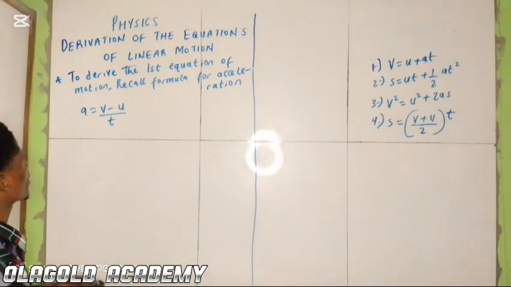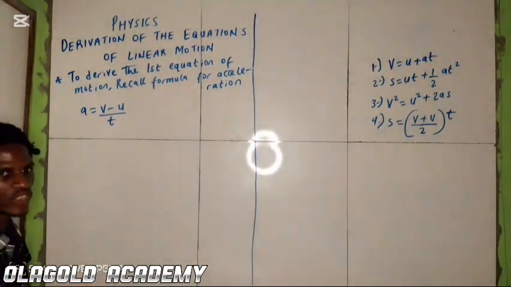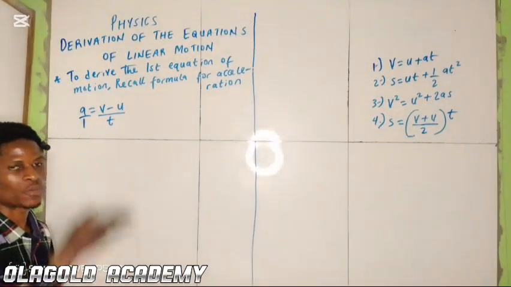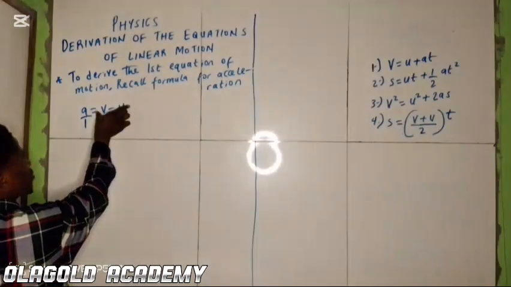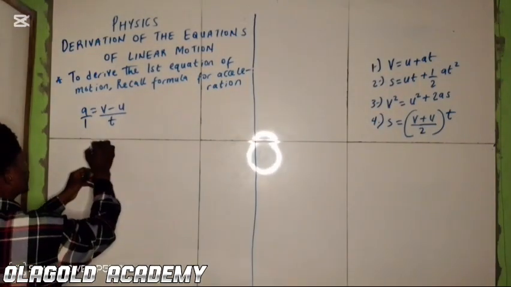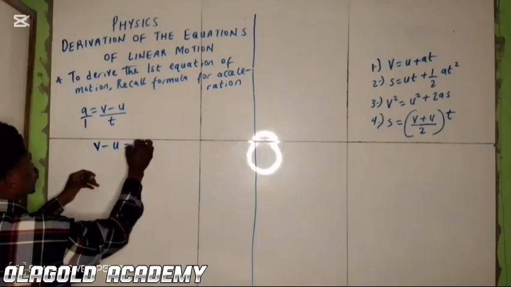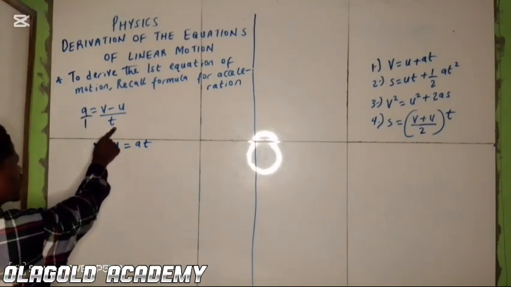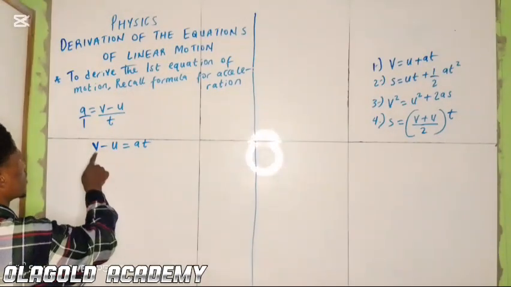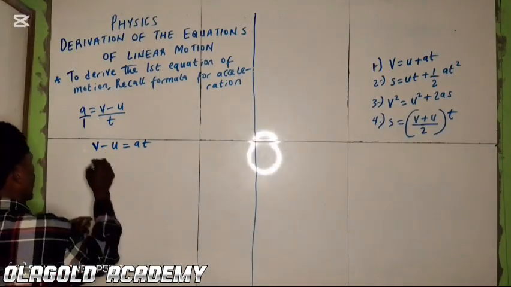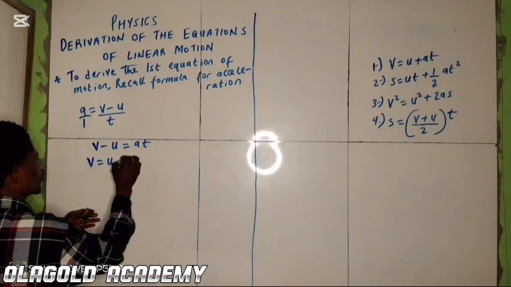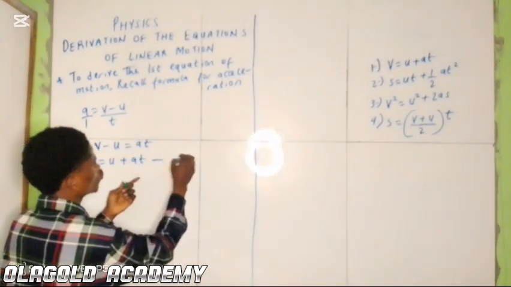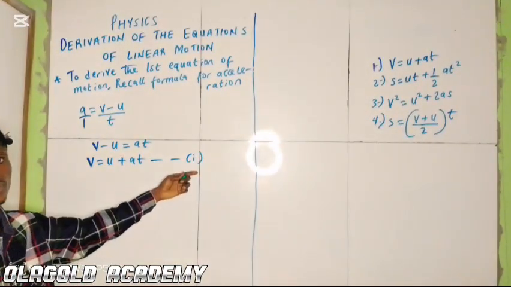What's the next thing there? Make V the subject of the formula. So how do we do that? By cross multiplying. So when we multiply this by this, we're going to have V minus U equals AT. So this times 1 gives us this. A times T gives us AT. What's the next thing there? Bring this U to this side. So we're going to have V equals U plus AT. So this becomes our first equation of motion.